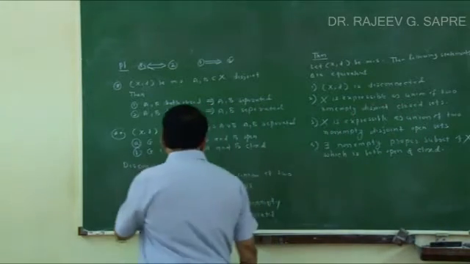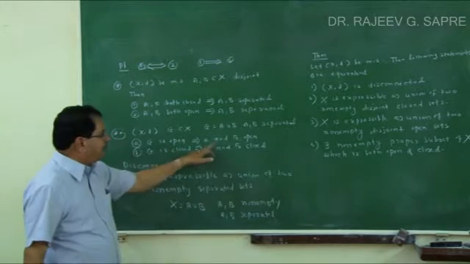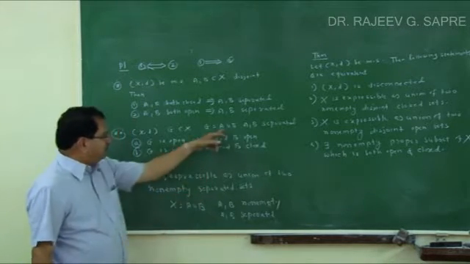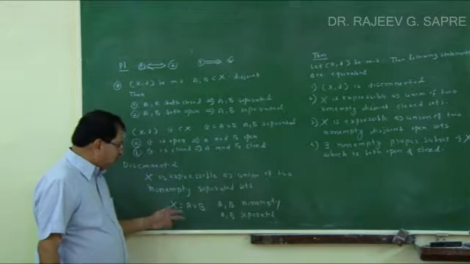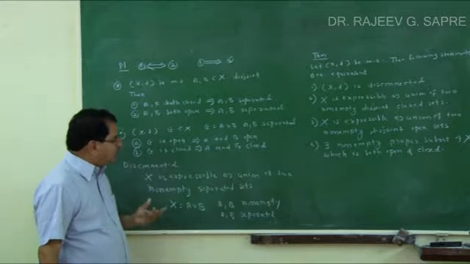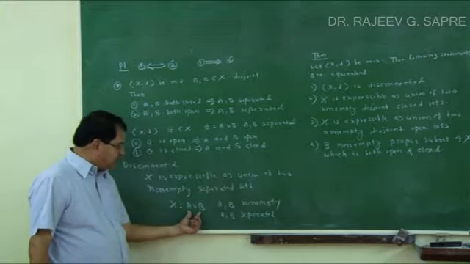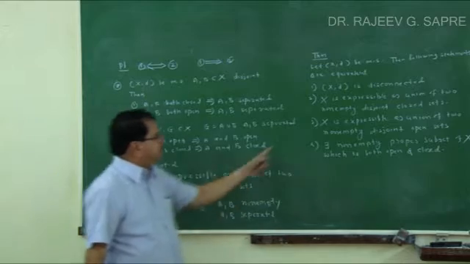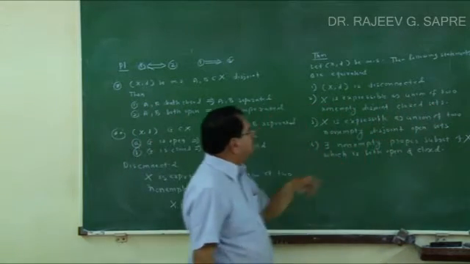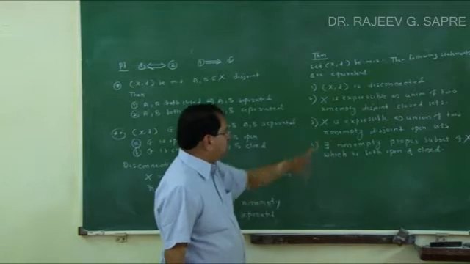So X is open. Here we require that G is open implies A and B are open. So when X is open, A and B are separated as per the requirement. What does this theorem tell you? Both A and B are open. That means X is expressible as a union of two open sets. So it follows that X is expressible as a union of two non-empty disjoint open sets.